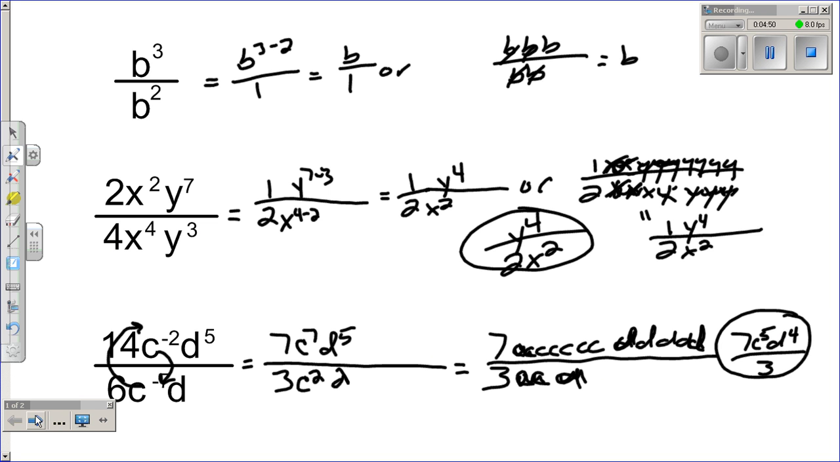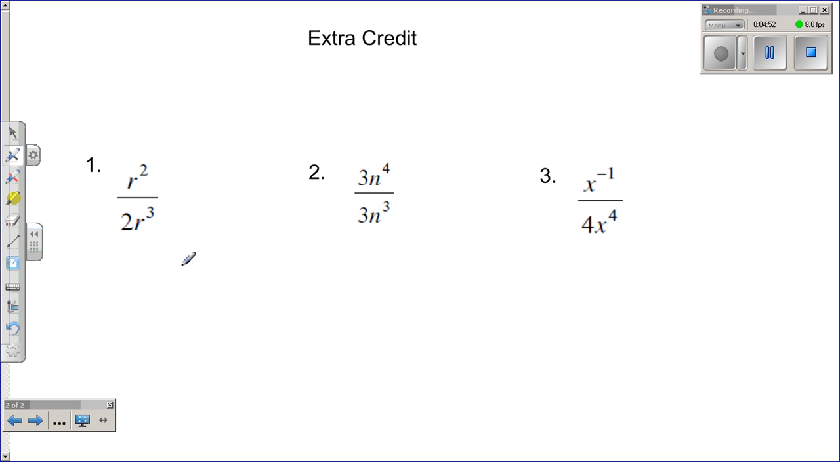Okay? So for extra credit, here are your 3 problems. Do these 3 problems, show all your work, and give them to Mr. Riddle for extra credit.